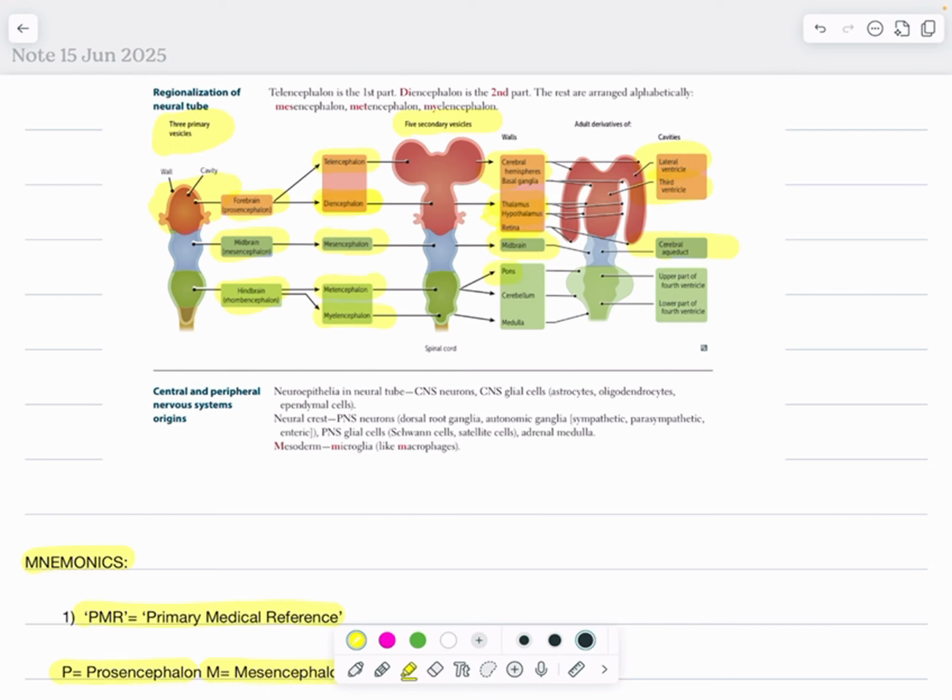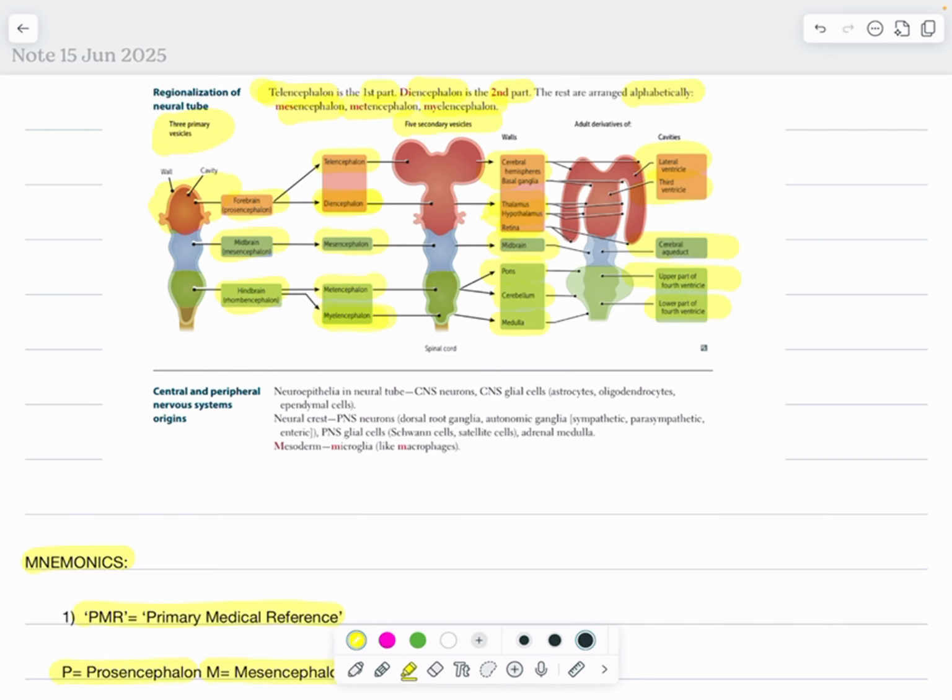The rhombencephalon or hindbrain is already divided into metencephalon and myelencephalon. The metencephalon forms the pons and cerebellum, and the cavity is the upper part of the fourth ventricle, while the myelencephalon forms the medulla oblongata, and the cavity is the lower part of the fourth ventricle. The trick to remember the order is that telencephalon is the first part, diencephalon is the second part, and the rest are arranged alphabetically.